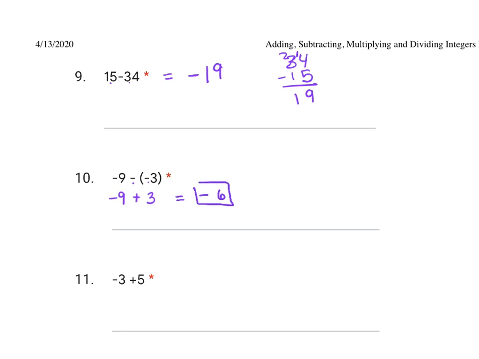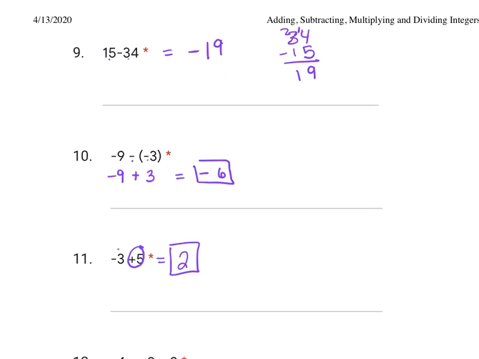Number 11, I have negative 3 plus 5. Well, I have some negatives and I have some positives. So I'm going to subtract in my head. So 5 minus 3 is 2. Are there more positives or negatives? Well, there's more positives, so my answer is going to be positive 2.